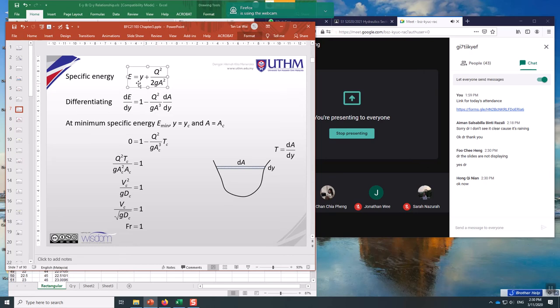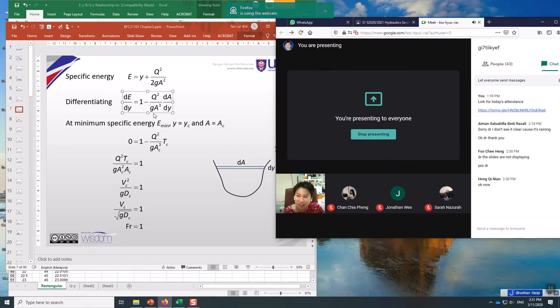Let me repeat. This is the expression of specific energy I told you earlier. Now I differentiate dE/dy, because I want to show the critical depth occurs when E is minimum. So I differentiate E with respect to y. When y changes, your depth of flow changes, except in the case where we differentiate to get the best section, that is different. In that case it's uniform flow, so the depth doesn't change, but in this case it's non-uniform, so the depth changes along the channel.